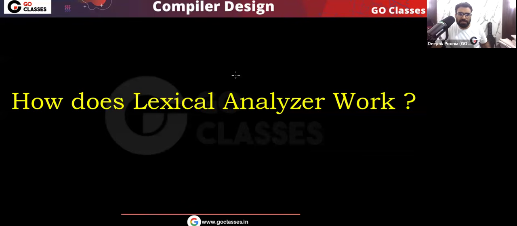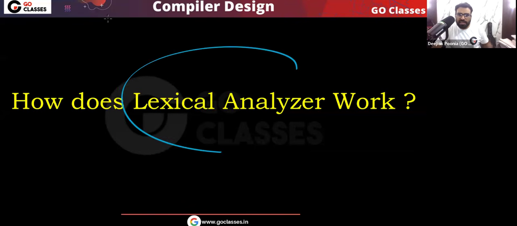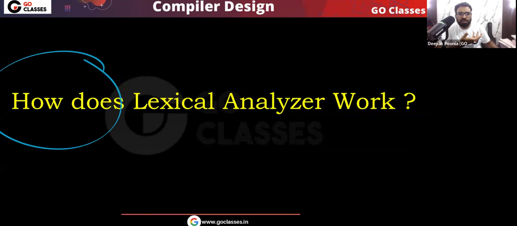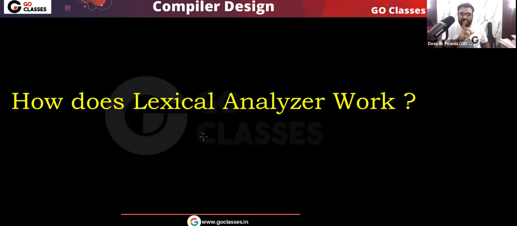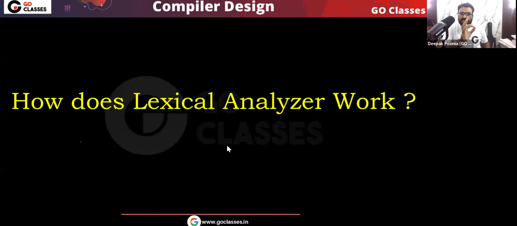In this lecture we will study how the lexical analyzer will work. What the lexical analyzer will do, we have already seen in the previous lecture, but how it will do it, that we will study in this lecture. Let me tell you, in this lecture we will do a lot of practice. First we will see the concept for a short duration, but after that I am going to solve a lot of questions from standard universities and also GATE PYQs. So this is going to be a very interesting lecture. Take your copy and pen, a lot of practice we are going to do in this lecture.